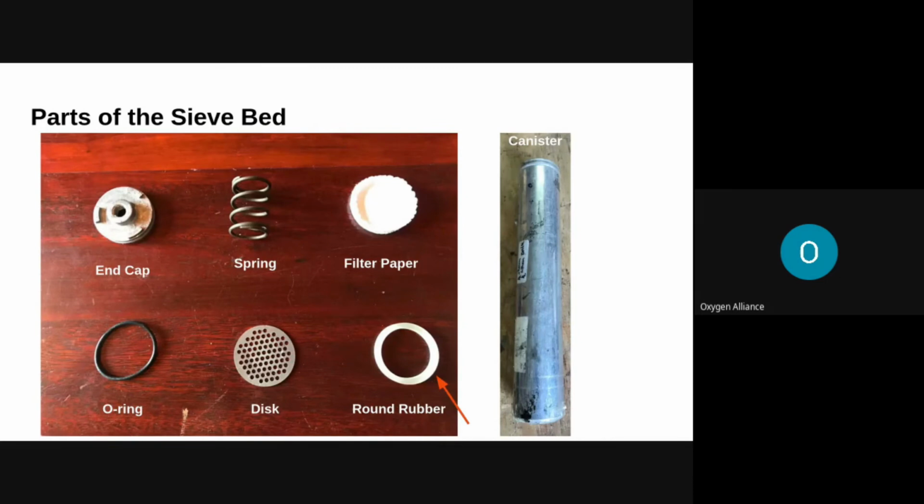The cap has an O-ring that is inserted in its groove. So if you were to turn around the cap, you will see that there's a groove. So you need to insert the O-ring in there. Onto the next slide.